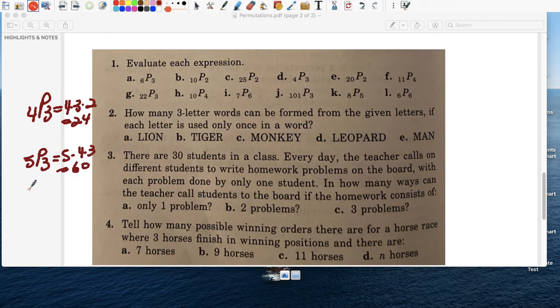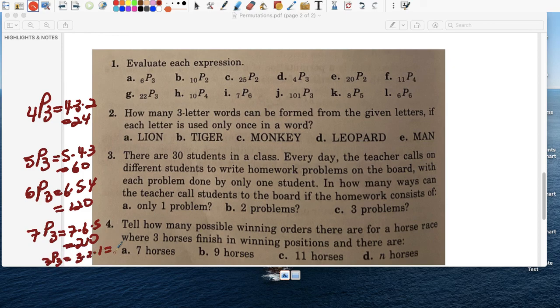Monkey has 6 letters taken 3 at a time, so 6 times 5 times 4, which is 120. Leopard has 7 letters taken 3 at a time, so it'd be 7 times 6 times 5. 30 times 7, 210. And man, 3 letters taken 3 at a time, would be 3 times 2 times 1, and that's going to be 6 possible words. Even if they don't create a word in the dictionary, we can arrange them in 6 different ways.